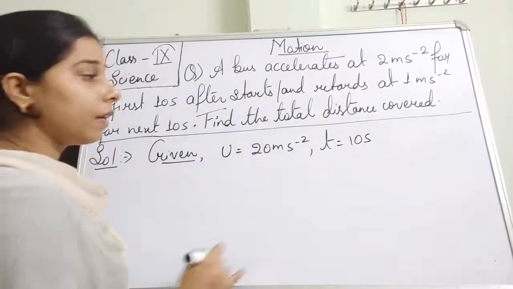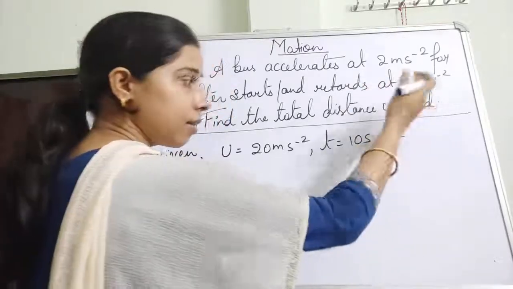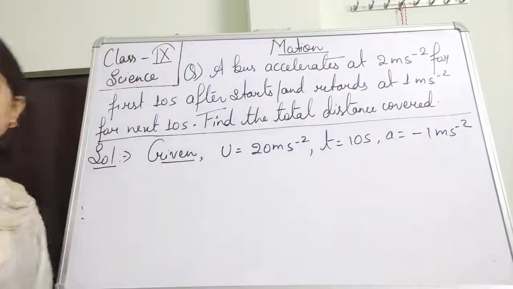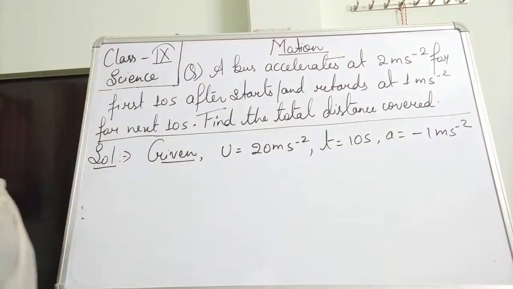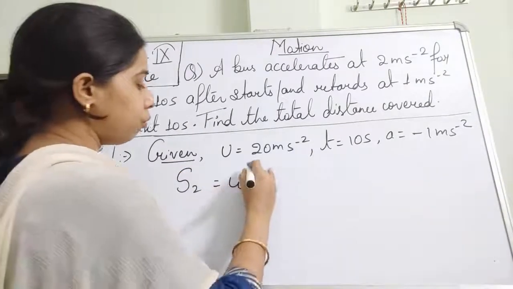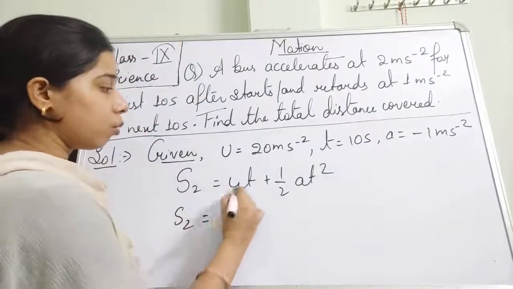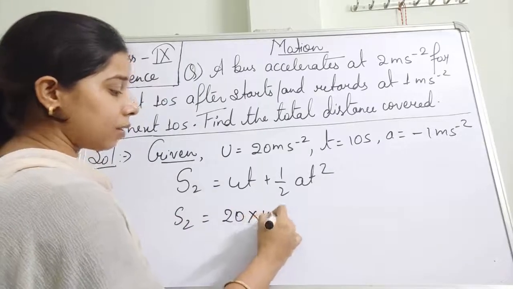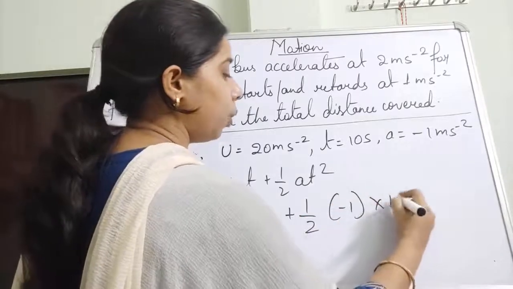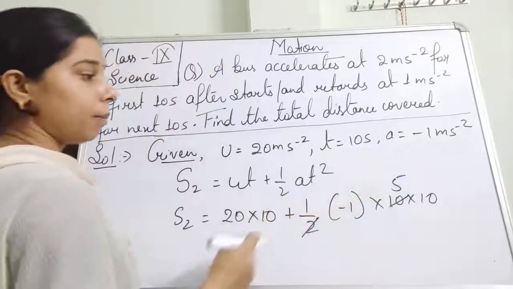And the other thing which is given here is acceleration. So acceleration will be equal to, retards is written, so instead of writing plus, we will write here -1 meter per second square. Okay. Again putting the value, S2 instead of writing S. S2 is equal to ut plus half at square, where the things are given here. S is equal to 20 into time, which is 10, plus half, acceleration is given, -1 into 10 into 10. So this 10 will be cancelled and it will become 50.